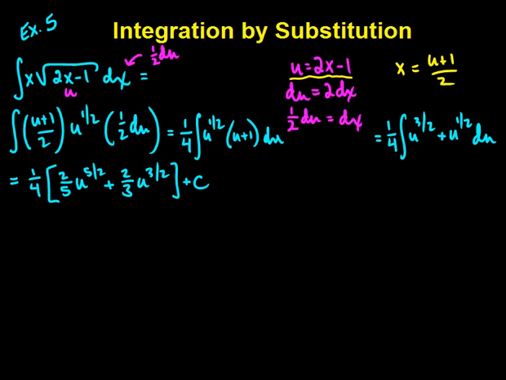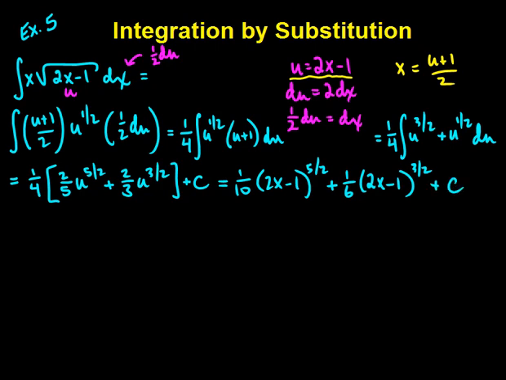The plus c could go on the inside of the parentheses, but that's just going to be multiplied by 1/4 and give us yet another constant. So we'll just leave it on the outside right now. It refers to some constant value that would be added or subtracted on at the end. All I need to do now is to simplify fractions, distribute the 1/4, simplify fractions, and swap in the 2x minus 1 for u. So 2 over 20 is 1/10. u is 2x minus 1 to the 5/2. 1/4 times 2/3, 2/12, is 1/6. And that's times 2x minus 1 to the 3/2 plus c, and we're done with that.